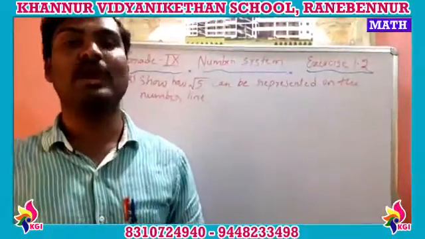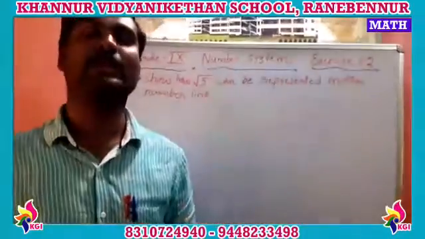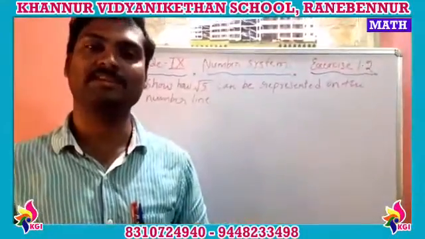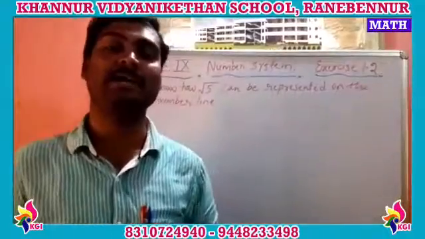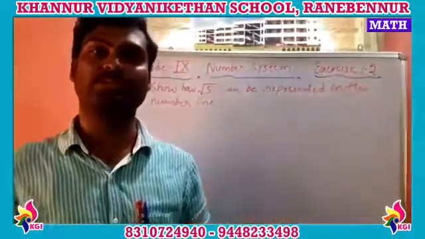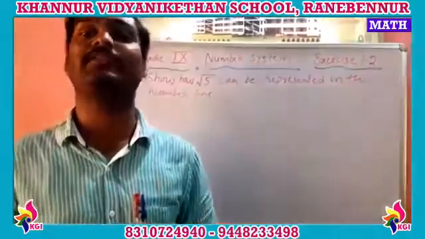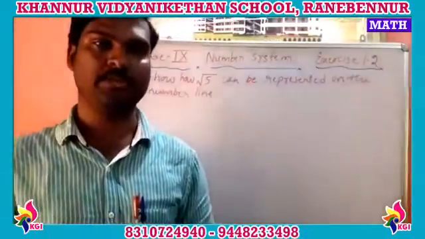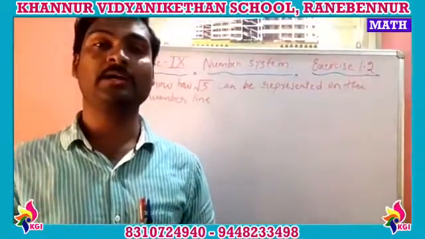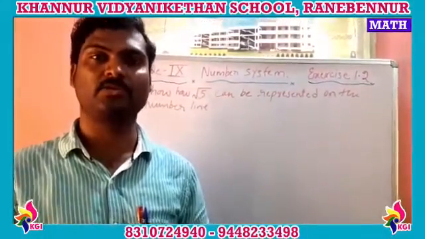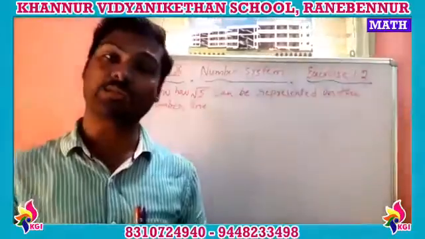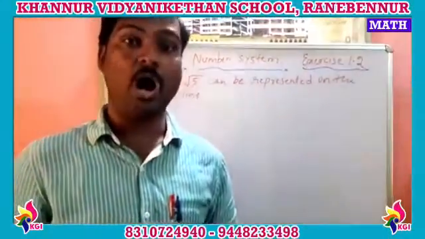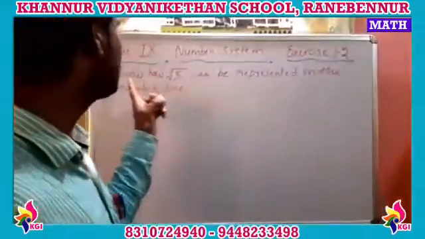Okay, children. I think in your previous grades, you have learnt about the Pythagoras theorem. So, you know what the Pythagoras theorem says. The Pythagoras theorem says that in a right angled triangle, the square of the hypotenuse is equal to the sum of the squares of the other two sides of the triangle. This concept you know. On that basis, we need to solve this problem.